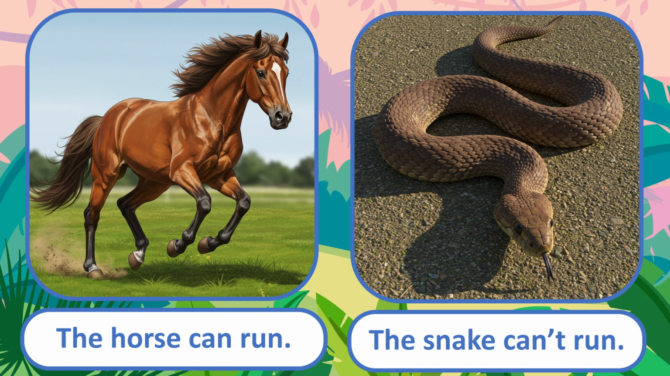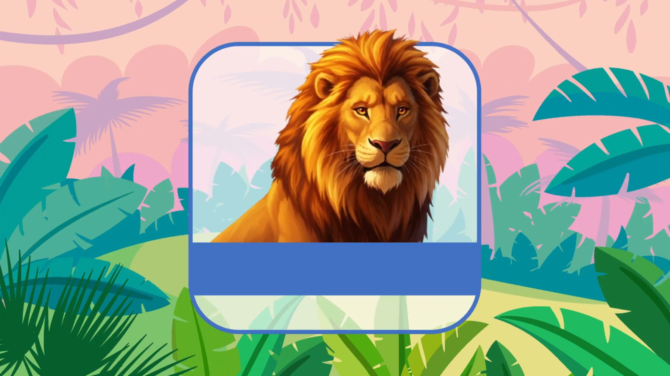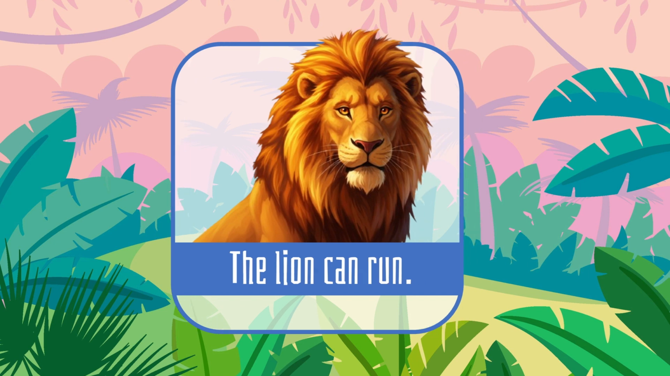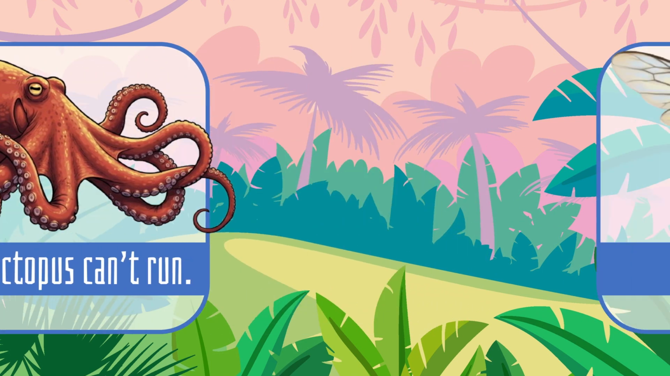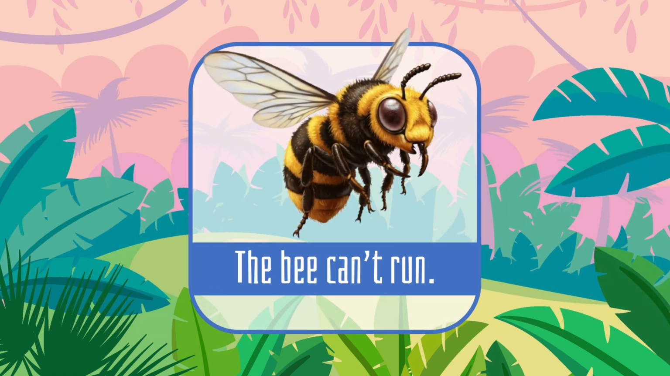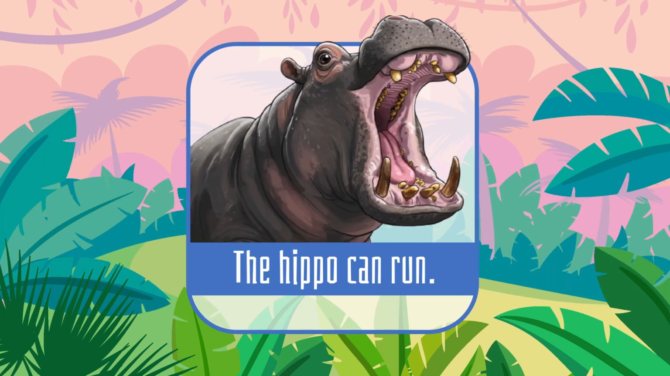Okay, so now that they've seen a couple of model sentences, we can move on to trying to elicit sentences from the students themselves. If you think it will be helpful, you can write these sentences on the whiteboard so that students can refer back to them during the next activity. Okay, because now, as you can see, we've got the picture of the lion. This time the students have to make a sentence just like the previous sentences we've just seen. In this case, the lion can run. This one will be the octopus can't run, the bee can't run, and the hippo can run.